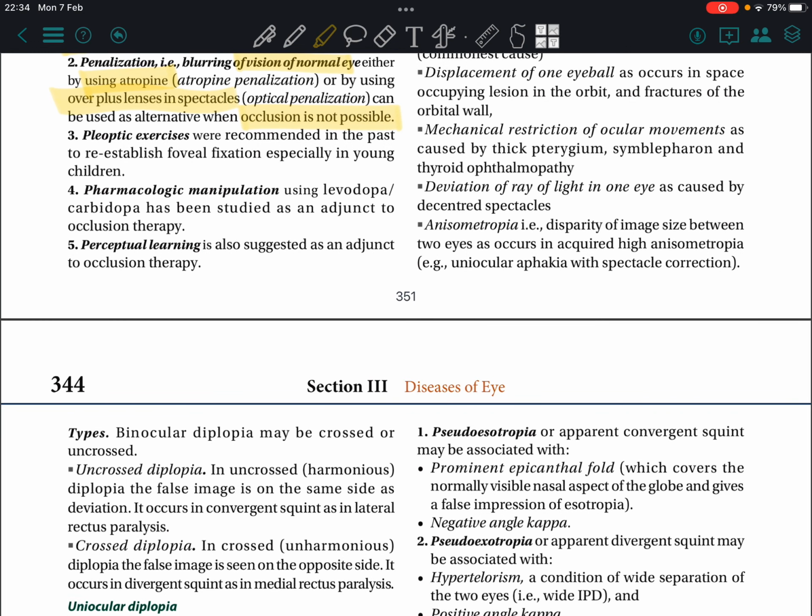Pharmacological manipulation using levodopa and carbidopa has been studied as an adjunct to occlusion therapy. Perceptual learning is also suggested as an adjunct to occlusion therapy. Computerized visual therapy, using specially designed software, has been used for treatment of amblyopia with controversial results. Vision therapy works on the concept of operant conditioning. Computerized home vision therapy can be prescribed as supplementary treatment to occlusion therapy.